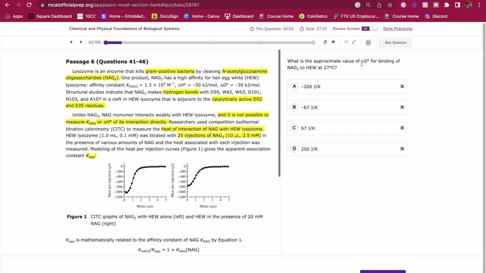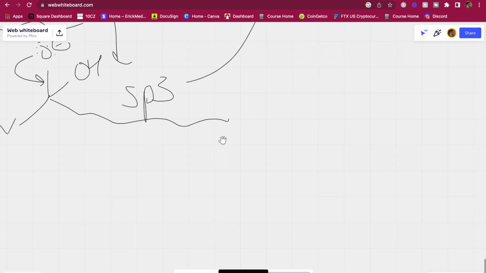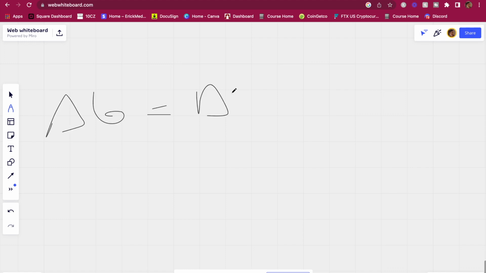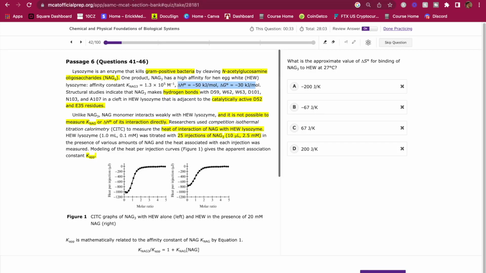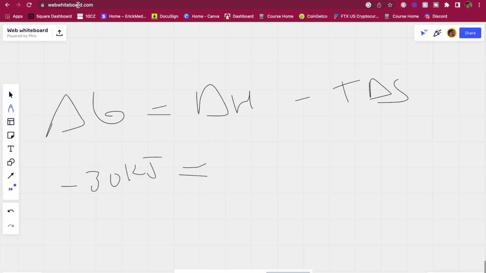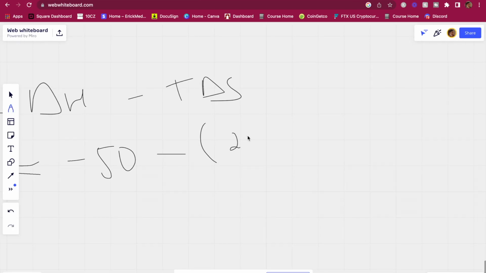What is the approximate value of delta S for binding of NAG3 to HEW at 27 degrees Celsius? They gave us the delta H, the delta G, and the temperature, and they're asking for delta S. You should know which equation we're going to use: delta G equals delta H minus T delta S. Let's plug it in. Delta G was negative 30 kilojoules, equals delta H, which was negative 50, minus the temperature, 27 plus 273 because this is Kelvin, times delta S, which they're looking for.